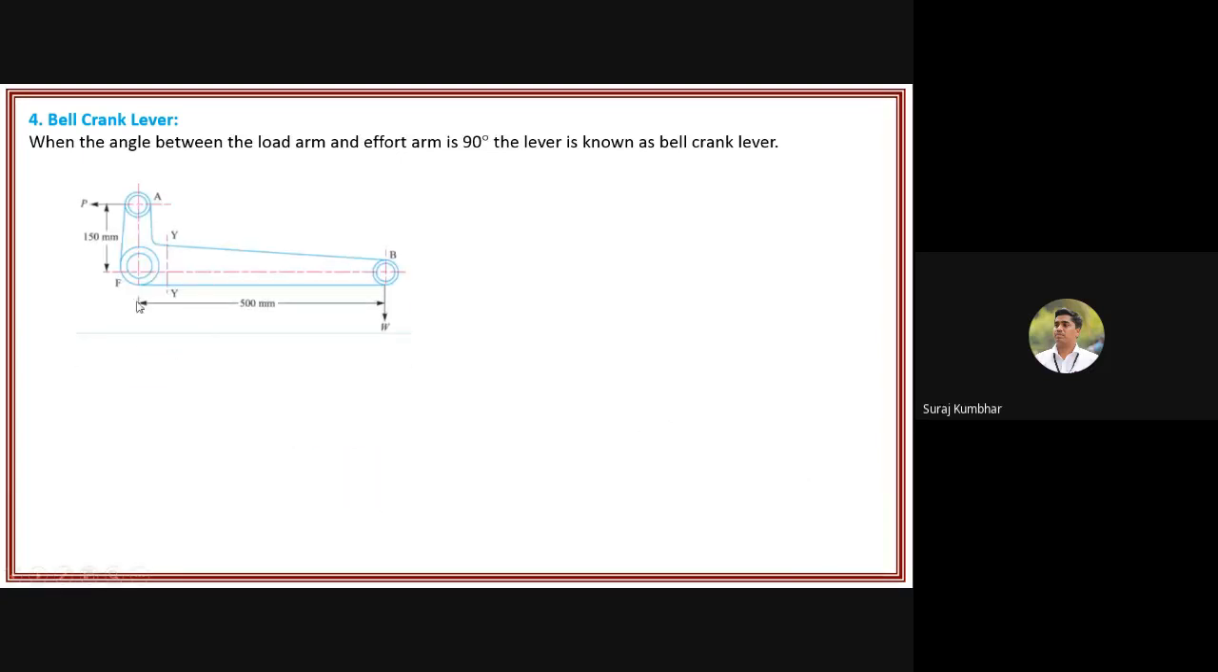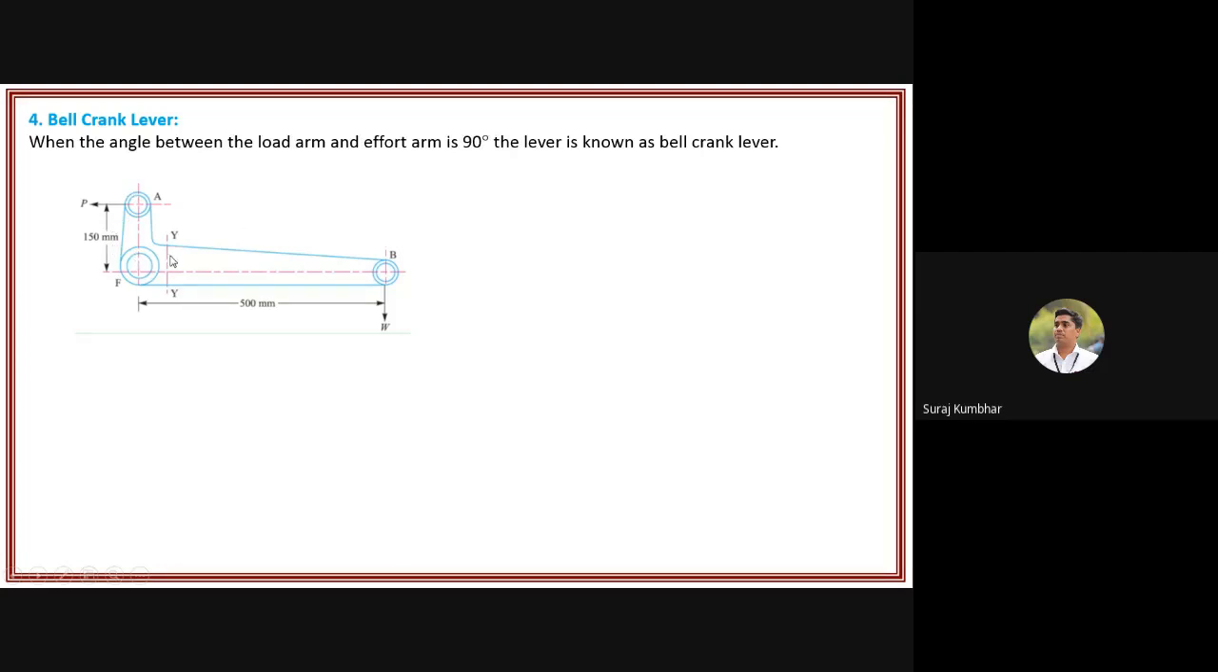Here is F. P is the effort. This diagram I have taken from another book. Here W is shown, and W is the load. P is the effort, and for the fulcrum they have shown F. So here is the fulcrum. P means effort, so this is the effort arm, and W means load, so this is the load arm. The 500 shows the load arm and the 150 shows the effort arm. So the angle between the load arm and effort arm is 90 degrees.